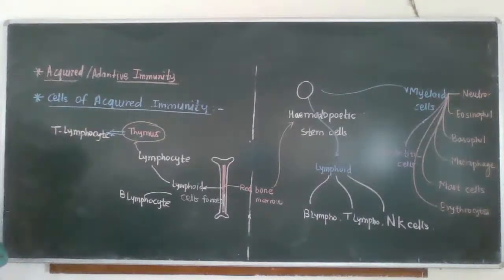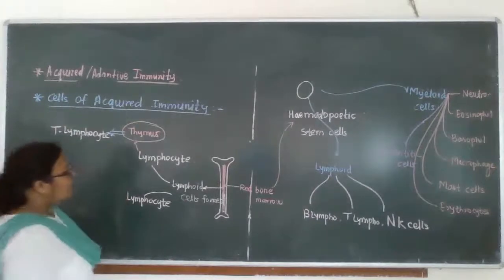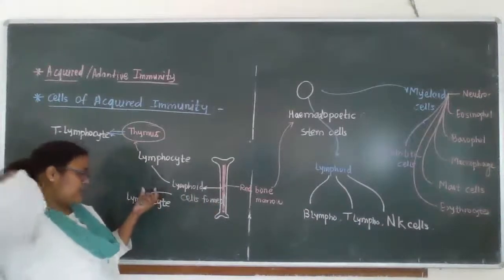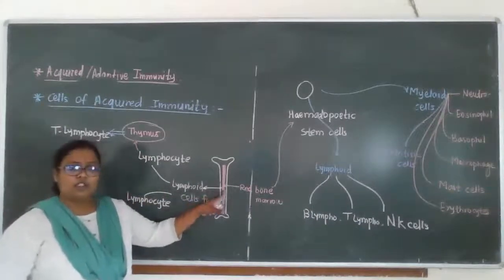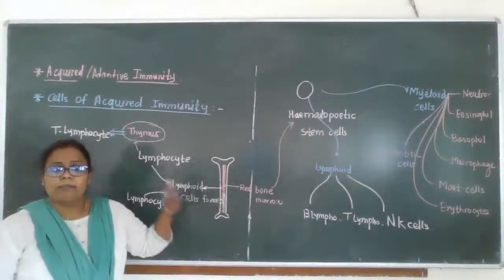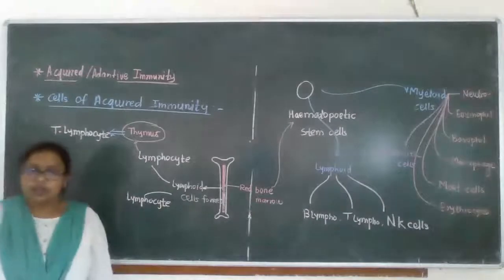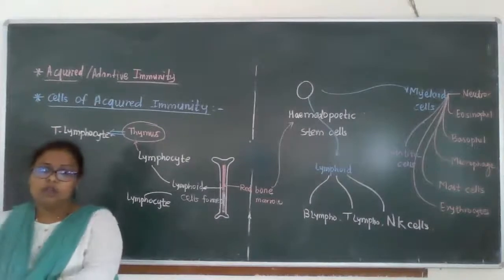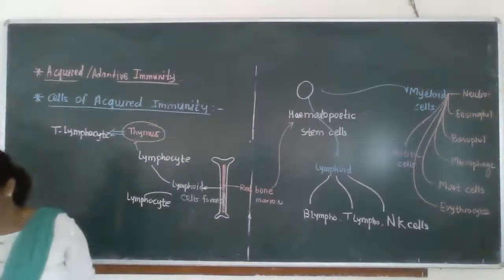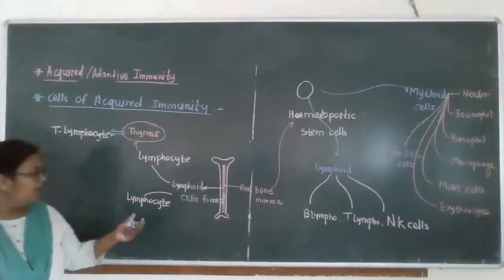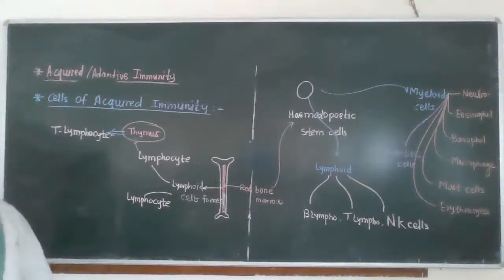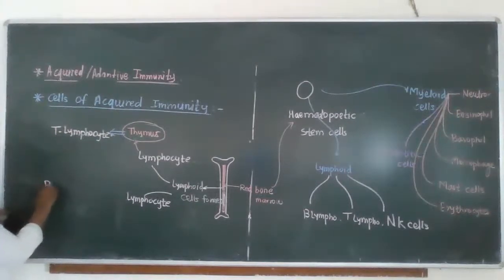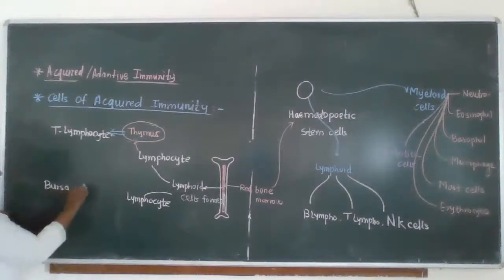Okay, now what do we call a B lymphocyte? During blood formation, those lymphocytes which get synthesized in the bone marrow and mature in the bone marrow itself are called B lymphocytes. So listen everyone carefully. B is named because of the bursa of Fabricius.